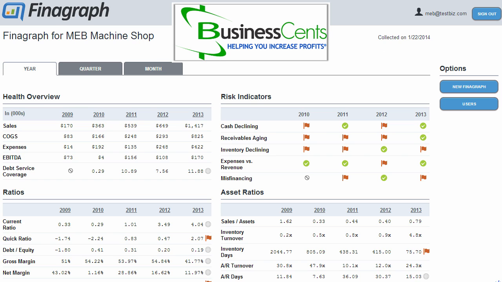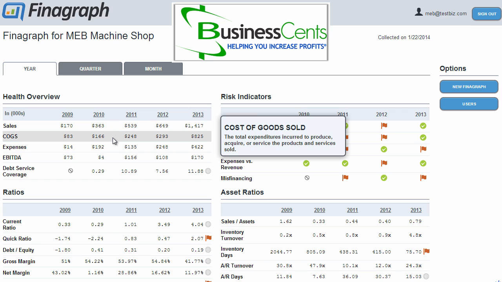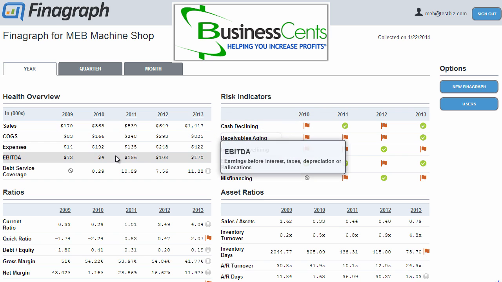And you can instantly see, without any software to install, without looking in QuickBooks, without looking at your financial reports, exactly what's going on with your business in this nice health overview section. For instance, you can see the trend of sales over the last 5 years. What were the COGS as compared to sales? What did the expenses look like? And even your earnings right here in front of you.